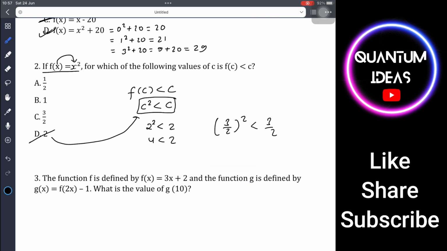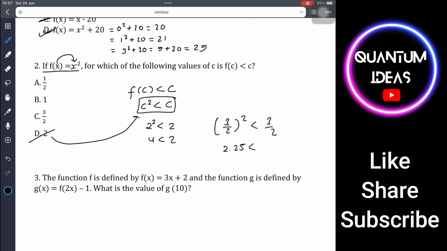You can use a calculator and do it very fast. Okay, let me check. 3 over 2 is 1.5. 1.5 times 1.5 will give you 2.25. Is that less than 3 over 2, which is 1.5? This is not true. It is not less, so this is not the answer.